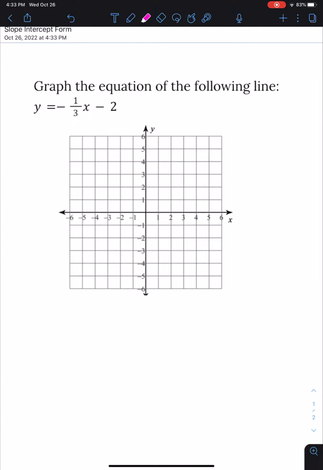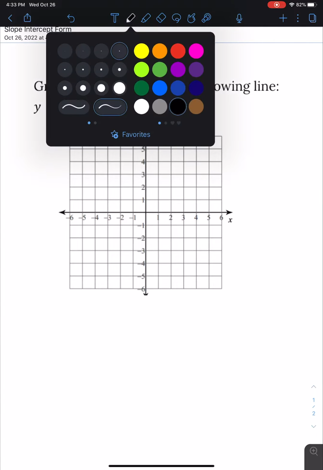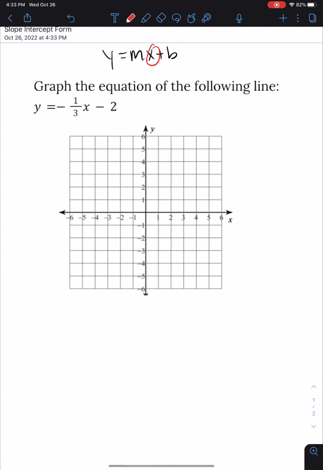The following problem is asking us to graph the following equation of a line. Y equals negative 1/3 x minus 2. So if we think about y equals mx plus b, we can think about m representing the slope, and b representing the y-intercept.